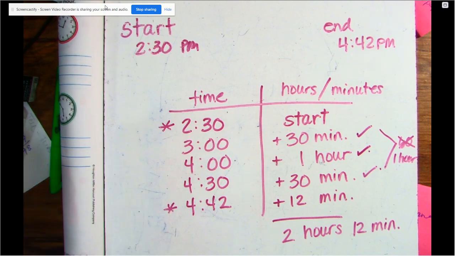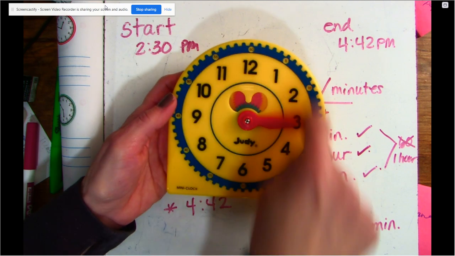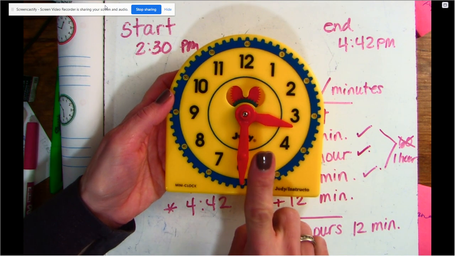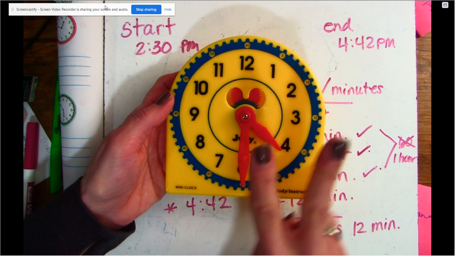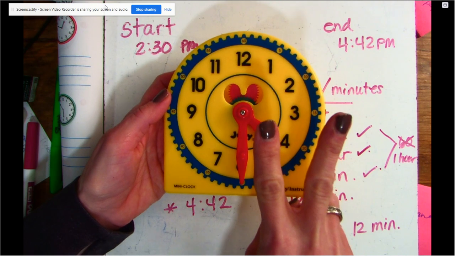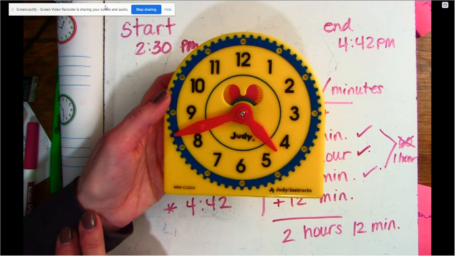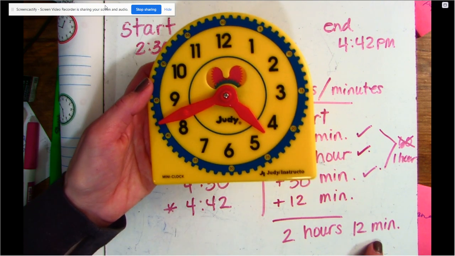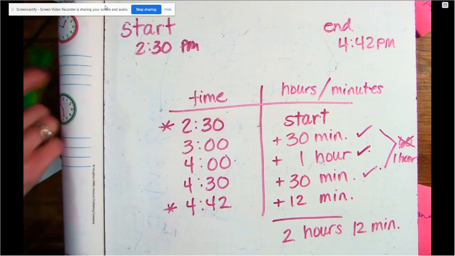Okay? Now, maybe you are really good at telling time, and you can look at your clock, and you know that if it's 2:30, I can go to 3:30. That's 1 hour. I can go to 4:30. That's 2 hours. And I can go 12 extra minutes to 4:42. So 2 hours and 12 minutes is the elapsed time between those two start and end times.